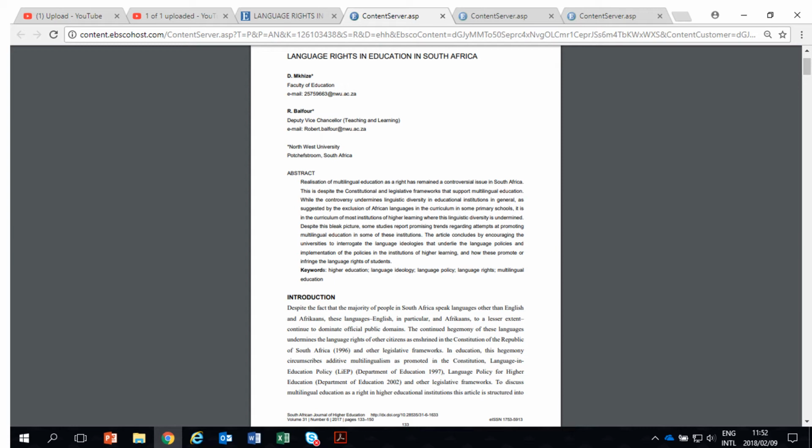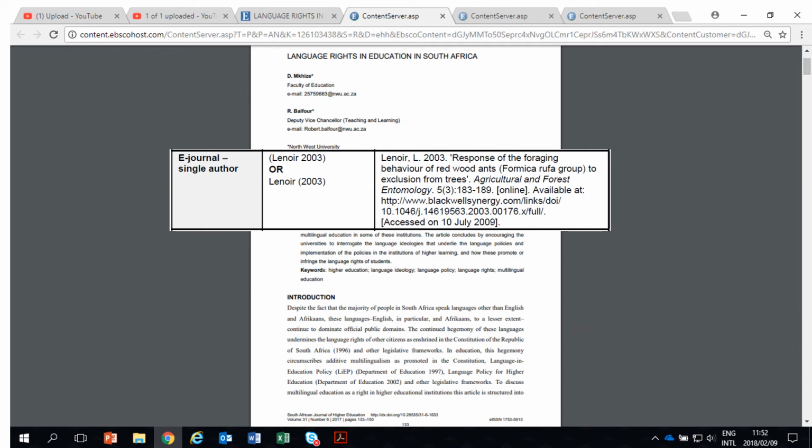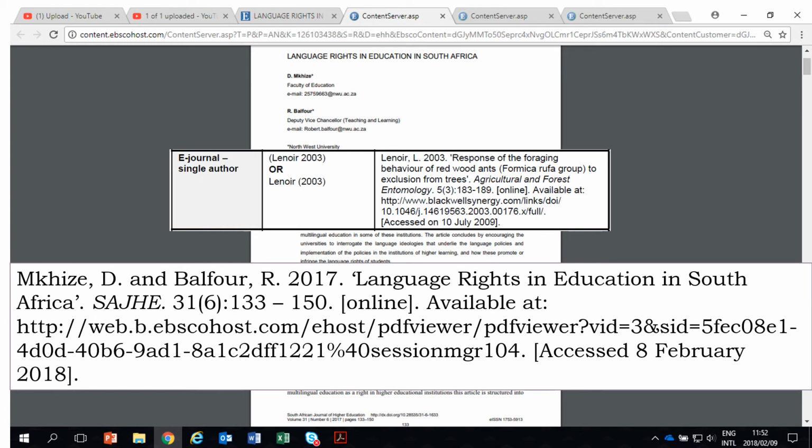This is an online journal article from the EBSCOhost. Here is the formula for an online journal article to assist us. And here is the full reference. Let's find out where this information comes from. The two authors, Balfour and Mkhize, are found here. We cite them Mkhize, D, and Balfour, R, full stop.